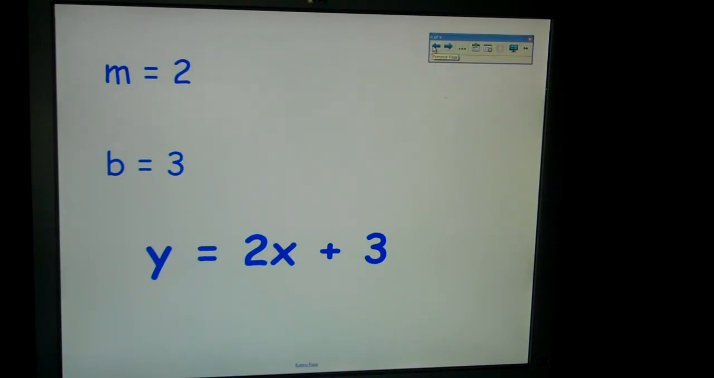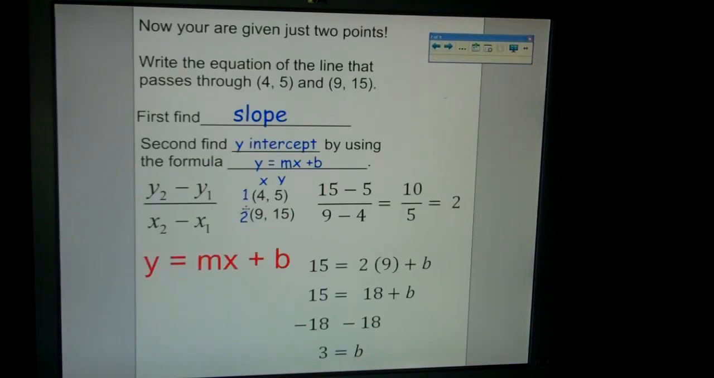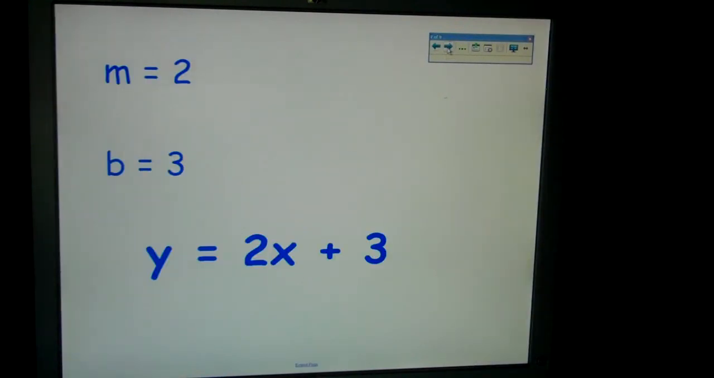Let that soak in for a minute. You only need 2 equations. You need the slope equation and y equals mx plus b, and that's it. You can solve anything from those 2 equations. That was the equation of the line.